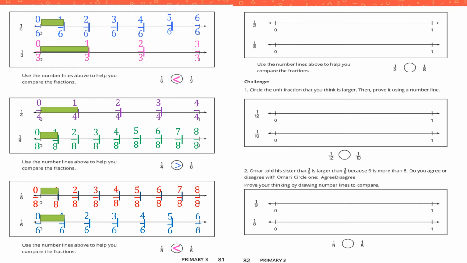And also 1 over 3 and 1 over 6, it's a crazy fraction. Why? Because they have same numerators. The small is big and the big is small. So third is bigger than 1 over 6. The next page you can solve it as homework. It's very easy by the same way.